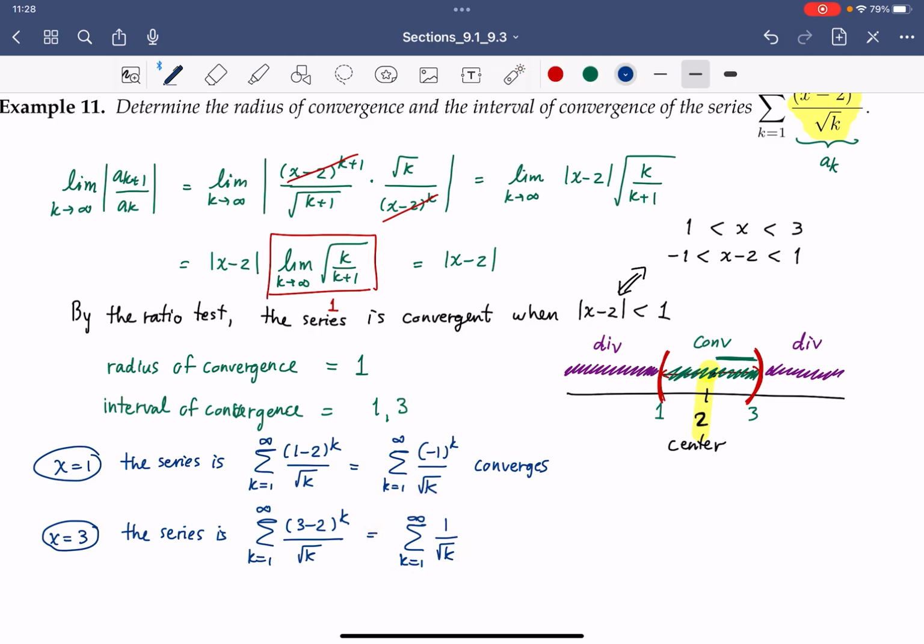And now, how about this one? This should be a p-series, right? This is a p-series with p equal to 1/2. So convergent or divergent? A p-series with p equal to 1/2 is divergent. So the answer is that it includes 1 but not 3. Okay, this is actually the answer. So include 1 but not 3.